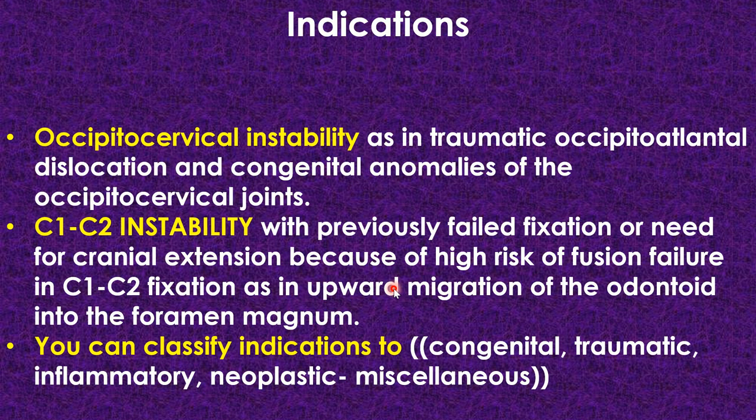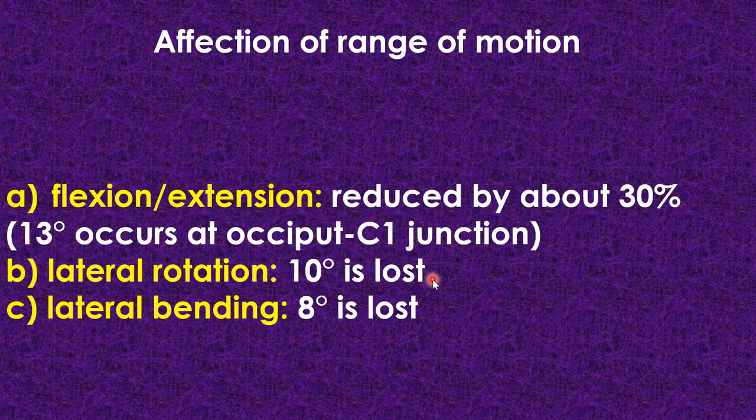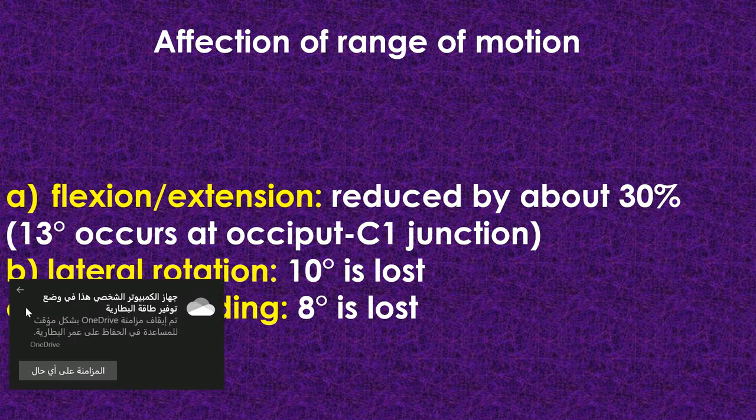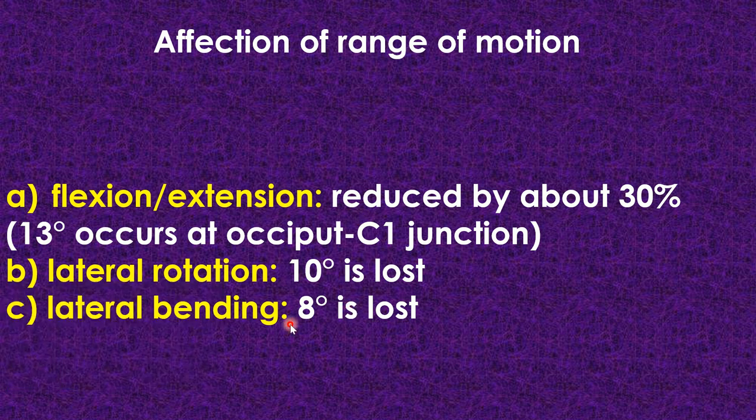Occipitocervical fusion is indicated in the following conditions: occipitocervical instability and C1-C2 instability, whenever failure of C1-2 fusion is expected or previously failed. We can also classify the indications into congenital, traumatic, inflammatory, neoplastic, and miscellaneous. The range of motion is affected, unfortunately, with a loss of 30 degrees of flexion and extension, the lateral rotation is lost by 10%, while the lateral bending is lost by 8%.